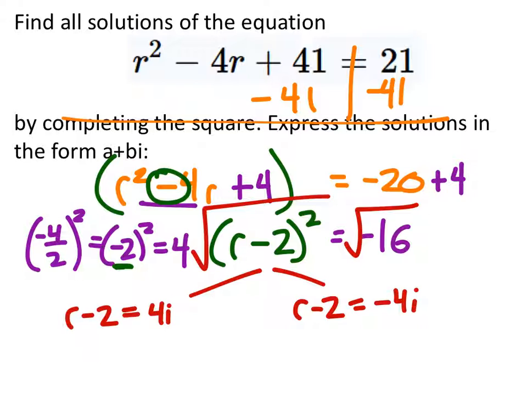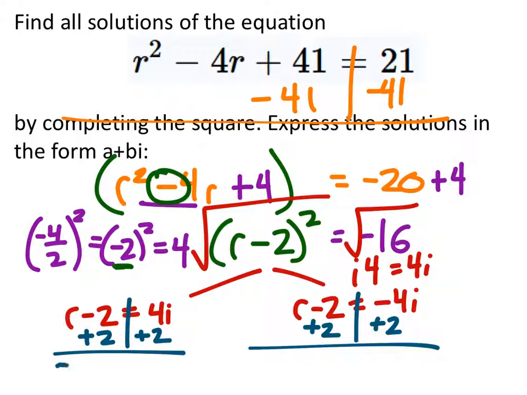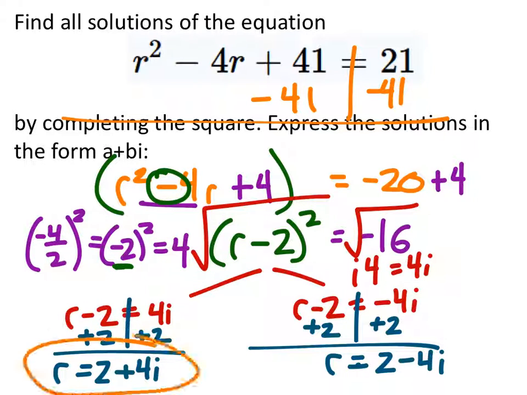And I got the 4i from the negative square root of 16, which would be i, and then the square root of 16 is 4. We just make it 4i though. Now to solve, we'll just add 2 to both sides of both equations. And we can't combine those because they're not like terms. So I really have r equals 2 with a positive 4i. And then on this other one, r equals still positive 2, but now it's a negative 4i. And that's my two answers.